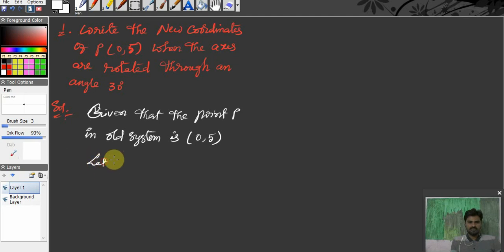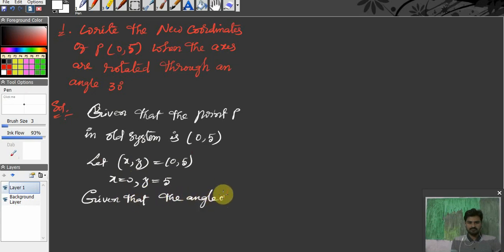So therefore let x, y, this point will be equal to 0, 5. Now x is equal to 0 and y is equal to 5. That is given. Next, what will be in the problem here also? The angle of rotation. Given that the angle of rotation, how much is the angle of rotation? We take that one as theta, that is equal to 30 degrees.